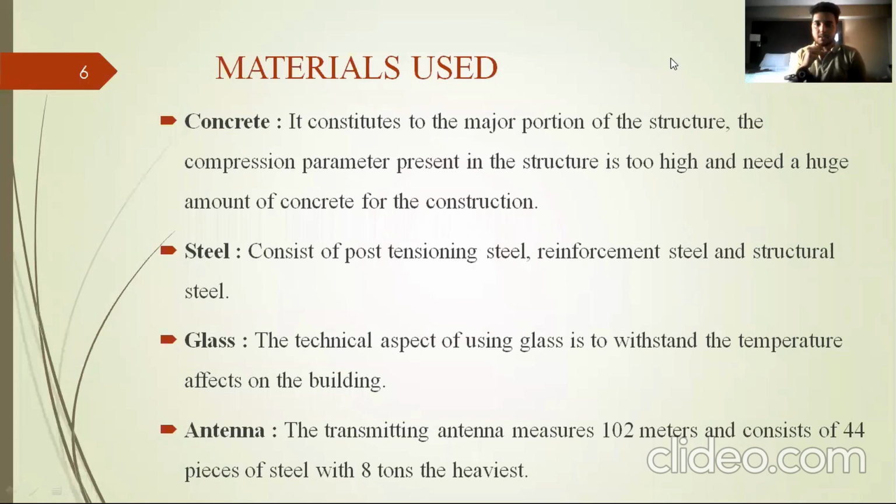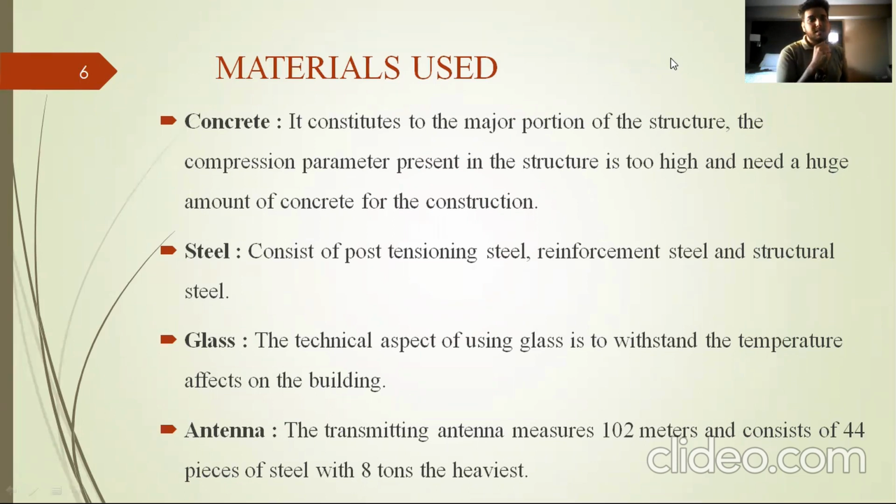Thank you, Mohammed Faiz, for your explanation. And myself, Sagar Sudarshan Kumar. This is my first topic, materials used in the making of the Canadian National Tower, aka the CN Tower, located in Toronto. The first and predominant thing is the concrete used in the structure. It constitutes the major portion of the structure.